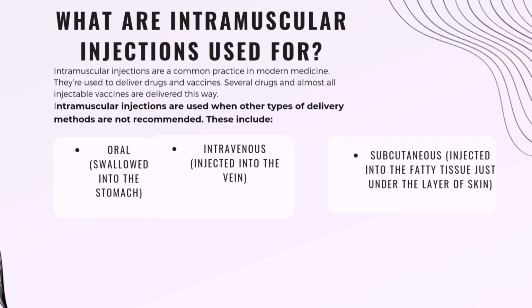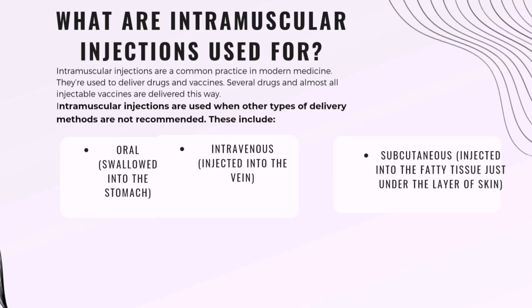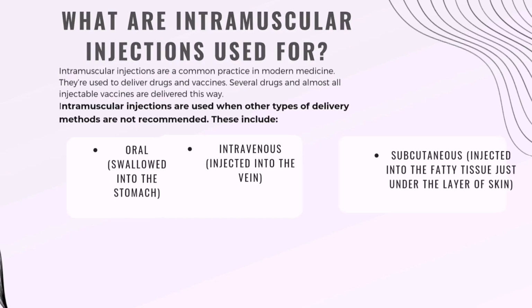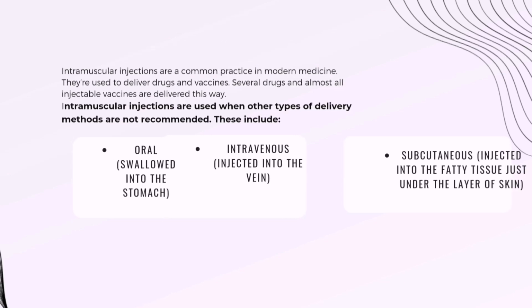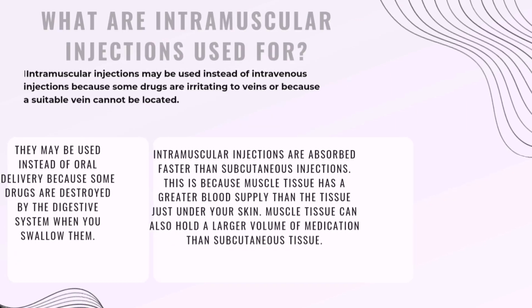Intramuscular injections are used when other types of delivery methods are not recommended. These include: first, oral, swallowed into the stomach; second, intravenous, injected into the vein; third, subcutaneous, injected into the fatty tissue just under the layer of skin.